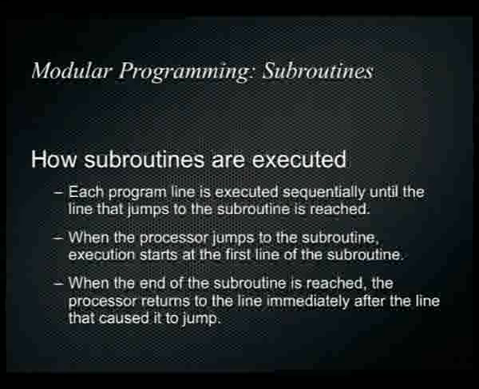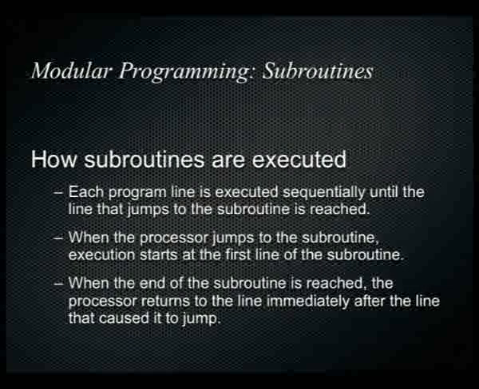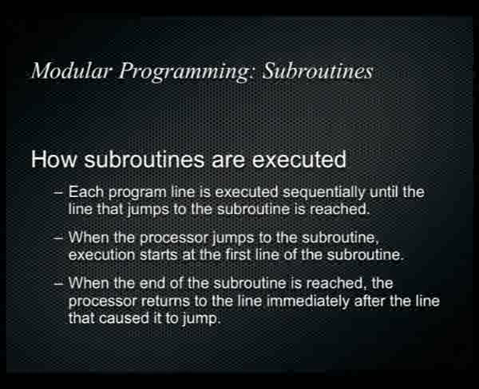So effectively, how are subroutines executed? Each program line is executed sequentially until the line that jumps to the subroutine is reached. When we get to that line that says JSR putchar, in the previous example, the processor simply jumps to that subroutine. Execution starts at the first line of that subroutine, and we go through that subroutine block by block until we get to the end of it. Then we jump back to the line after where we did the JSR to the subroutine.